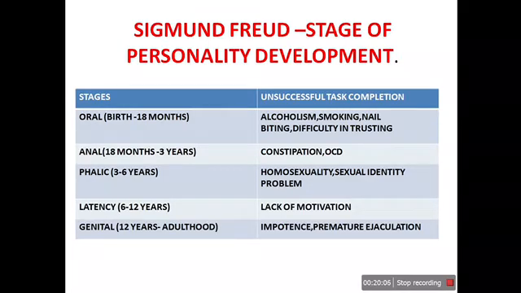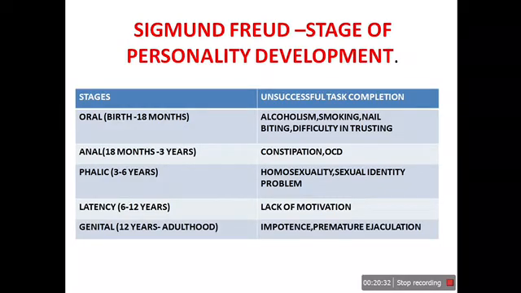In the oral stage, the baby will use mouth and tongue to deal with anxiety and to get pleasure. That is why it is called the oral stage. So if the baby is not satisfied within the oral stage, these problems may happen. From 18 months to 3 years, the second stage starts, which is the anal stage.